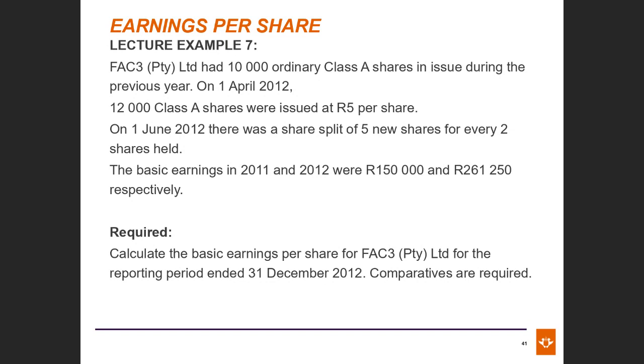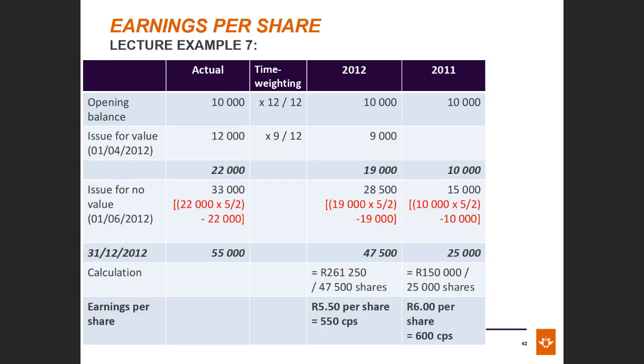On the 1st of June, there was a share split of 5 new shares for every 2 shares held. This is for no value. So now we need to calculate the basic earnings per share for FAC3 Pty Limited for the reporting period ended 31 December. Comparatives are required. So let's have a look at the scenario here. What's important is that we need to do these share issues in order. Because the issue for value was done first, this is what we are going to look at first.